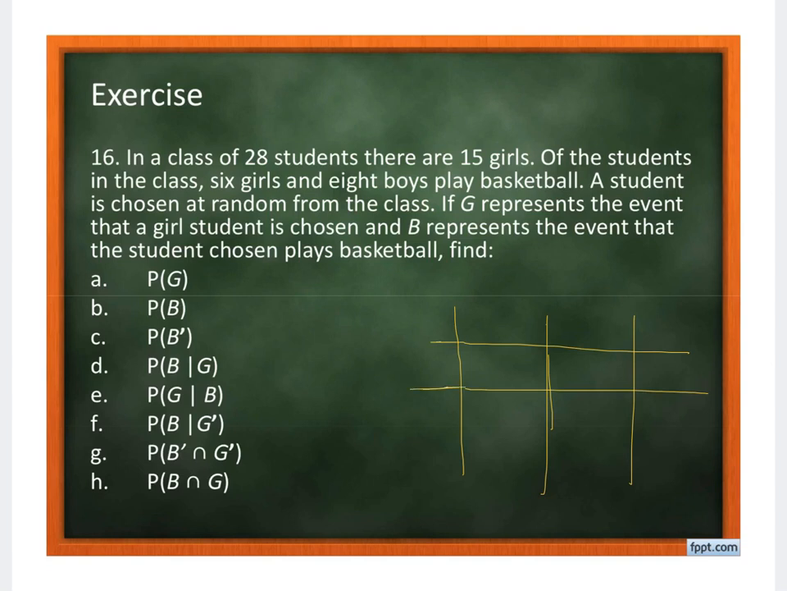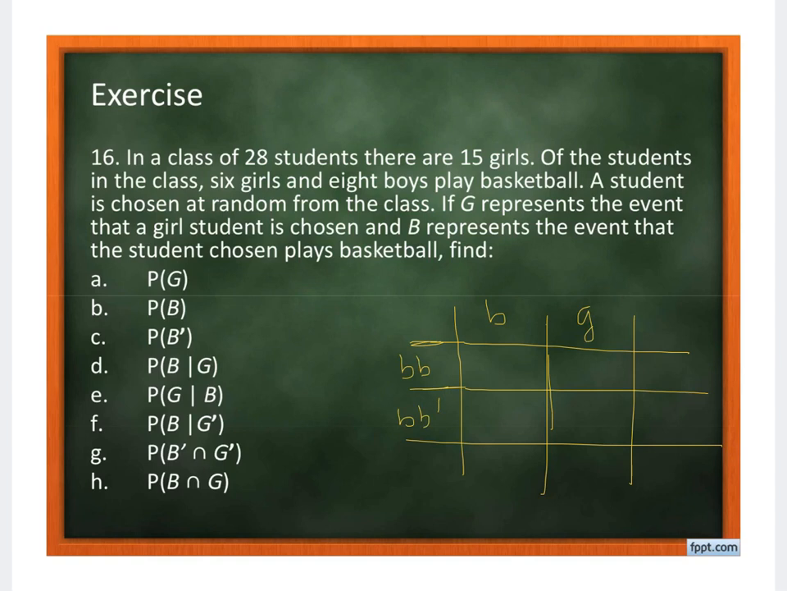Okay. This one is a boy, this one's a girl. I make a small b. Yes, so a small b is boy, small g is girl. This one plays basketball, this one does not play basketball.